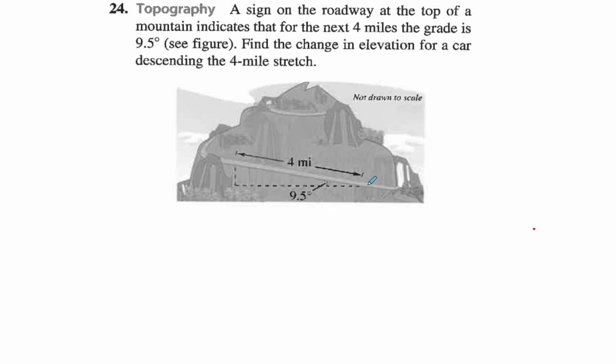Next, they already kind of give you the triangle in here, right? So we know that this is 9.5 degrees, and that's the angle. So we've got our triangle, right? We know that this is 9.5 degrees. And we know that the road itself is 4 miles, so it would appear to be the hypotenuse, right? So what do they want us to find? They want us to find the change in elevation. So elevation is height, so we're looking for this here. I'll call it x, we can call it h, whatever you want to do.